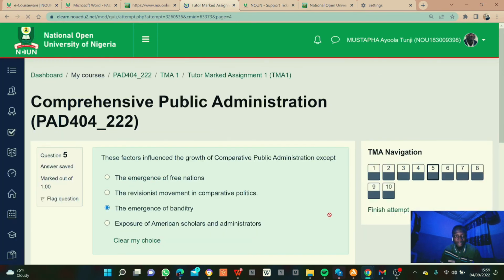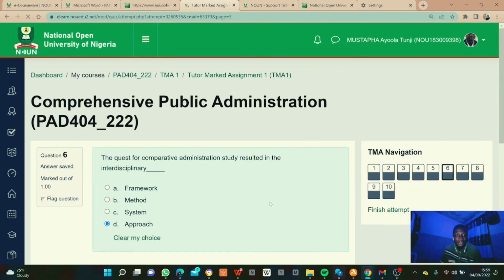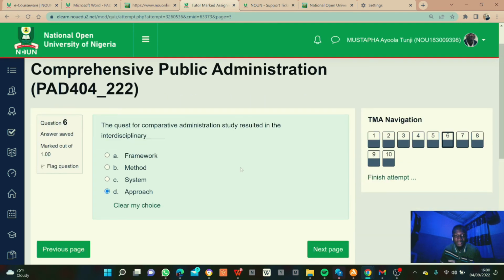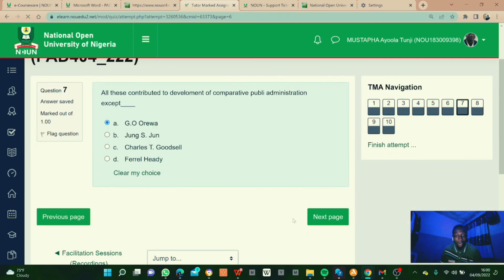These factors influence the growth of comparative public administration except. We said it's emergency or banditry. Let's go. The question for comparative administration study resulted in the interdisciplinary approach. Okay. All this contributed to the development of comparative public administration except Orewa. Okay. The network is becoming a bit slow.